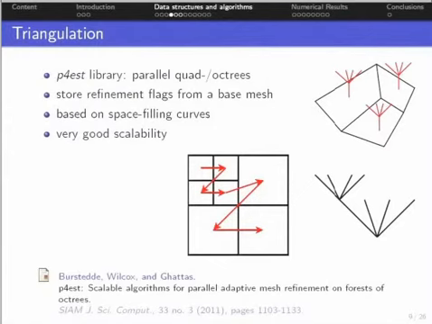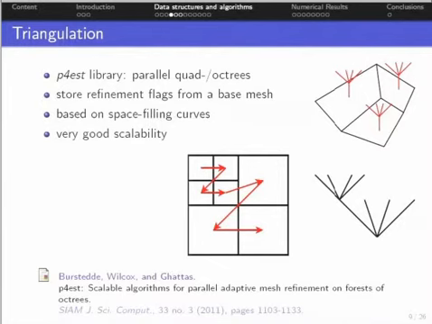And what this library basically does is it only stores the refinement flag. So it's just a flag saying, well, this cell is refined, and then these children are refined, and so on and so on. And this is handled in parallel and scalable and very efficient. And underlying it is a space filling curve approach. And so this mesh here with this space filling curve matches to this tree.